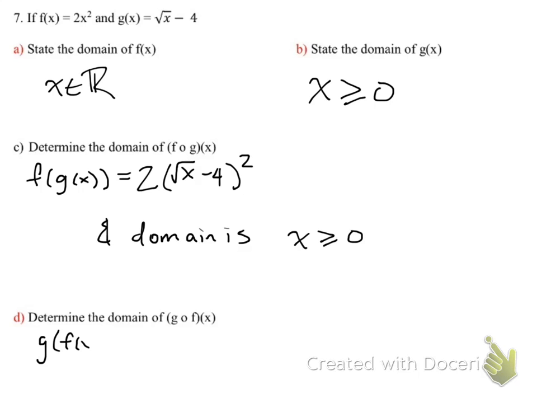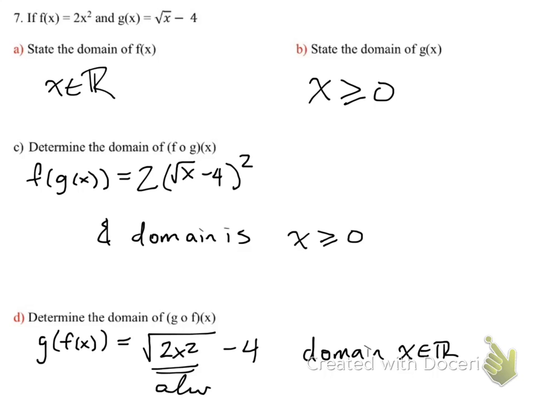G of f, on the other hand, we have the square root of 2x squared minus 4. Well, here the domain is all real numbers, and the reason is because that 2x squared is always positive, so we can always take a square root of it. Okay? So it's important to understand the way that the domain changes with composition. Okay? And that's all.